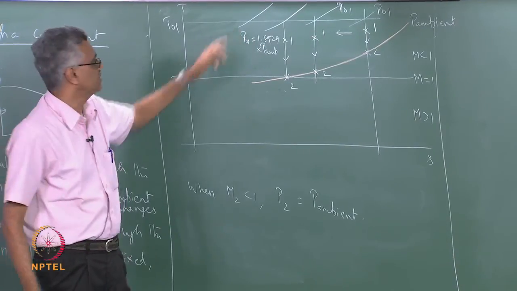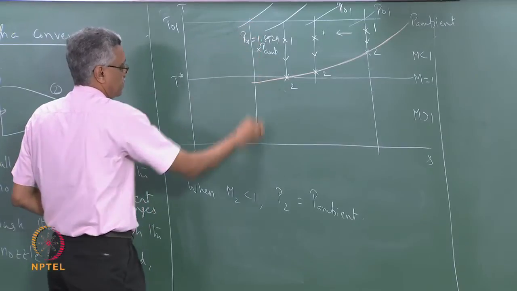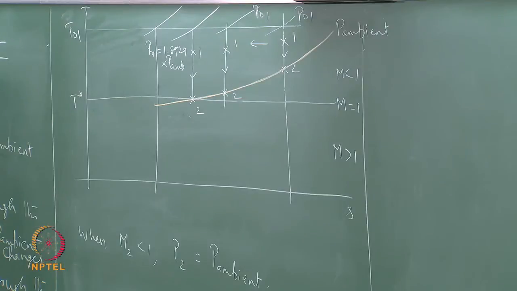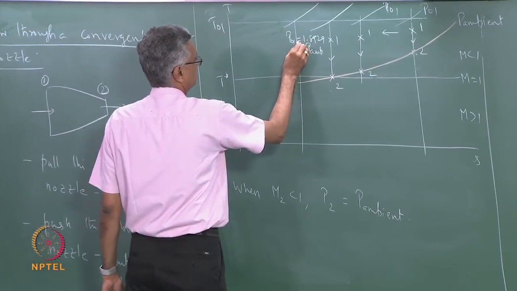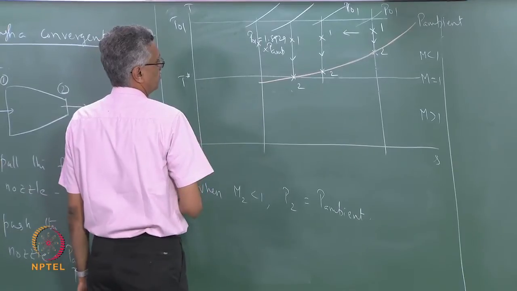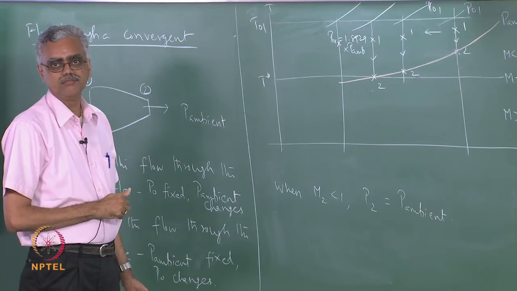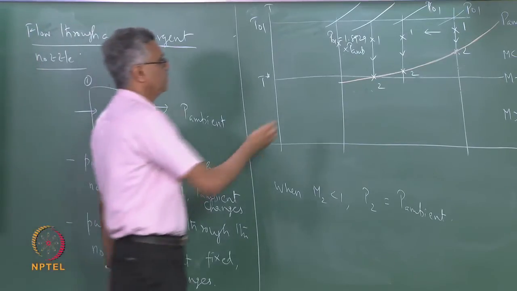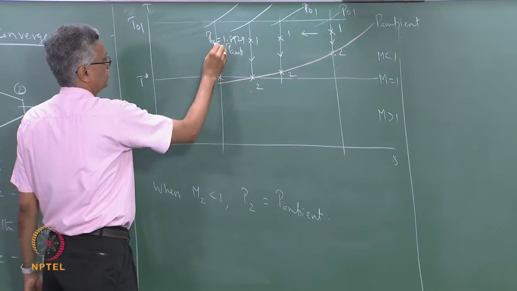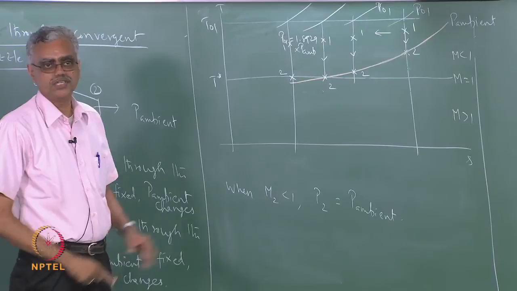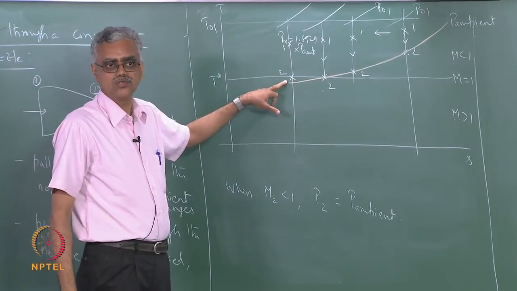What would the state line look like in this case? What would the process line look like in this case? State 1 will continue to be here. What about state 2? Where will state 2 be? State 2 will still be over here. This will be 2 and this will be my state 1, right. There will be no change. State 2 will continue to be in the sonic state.